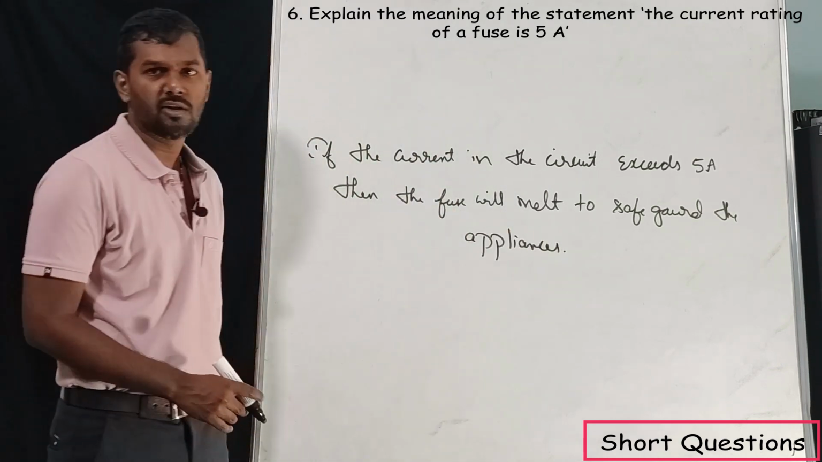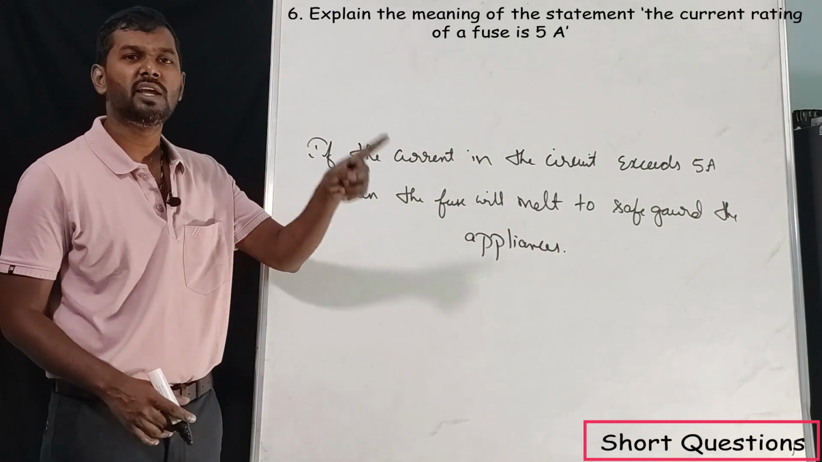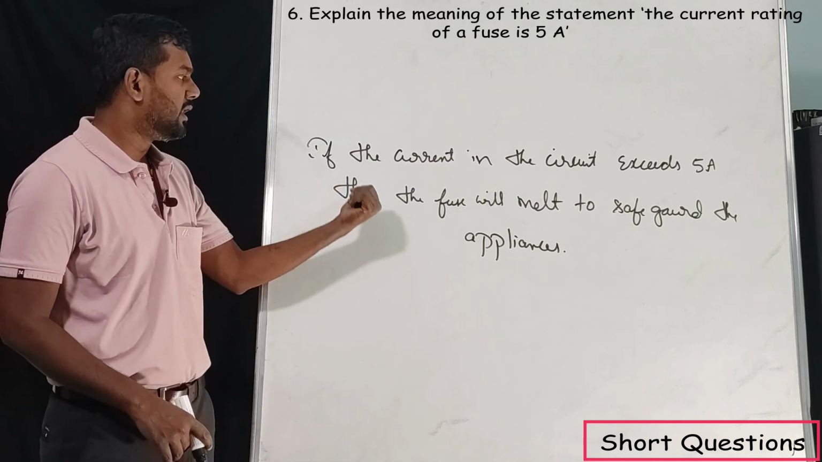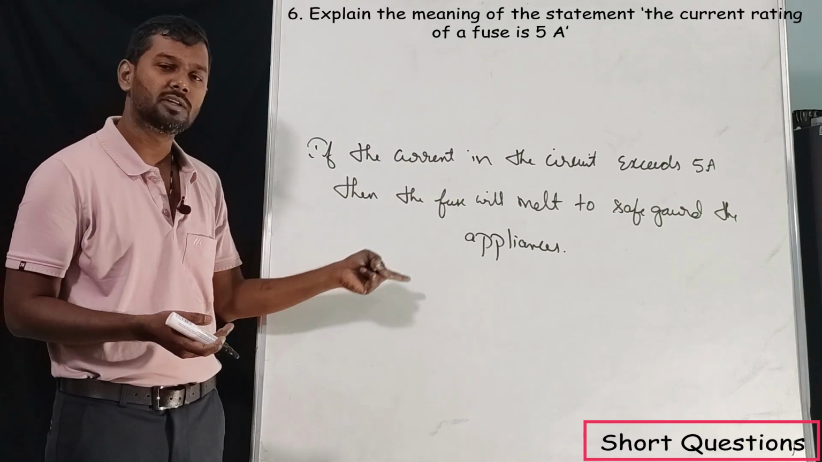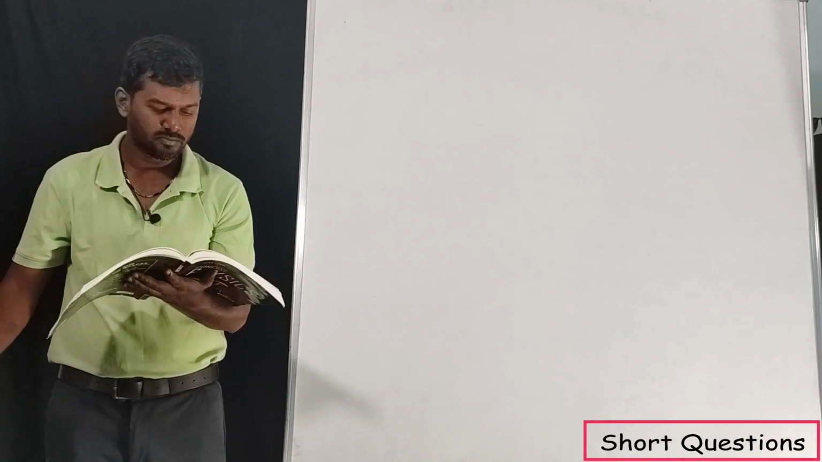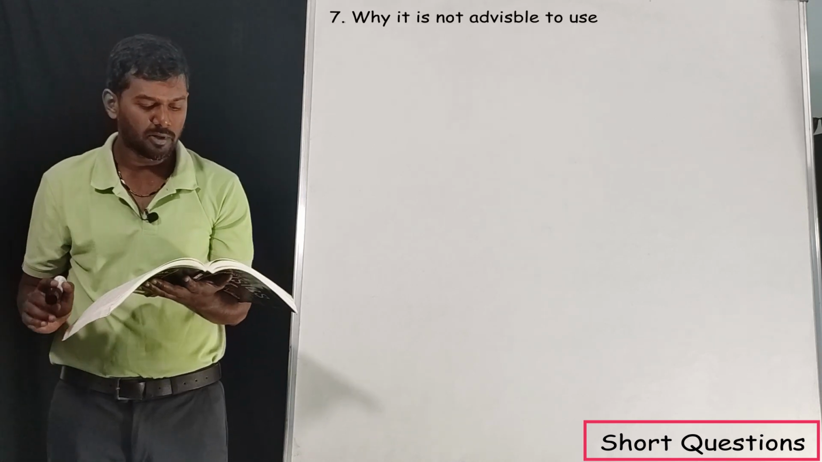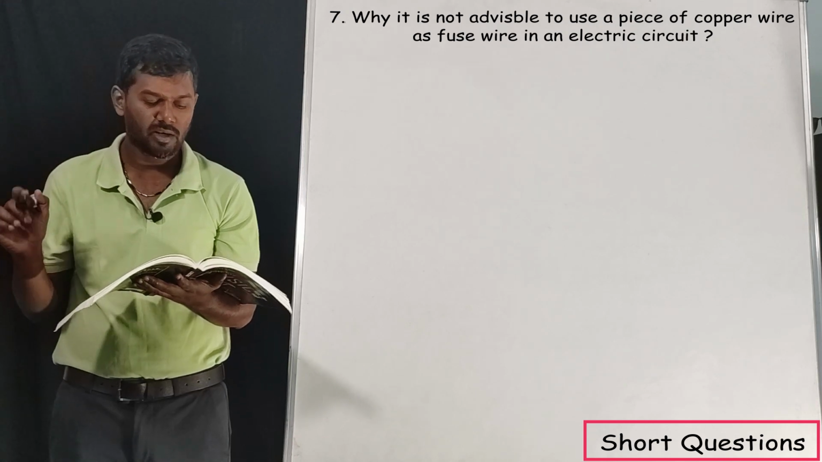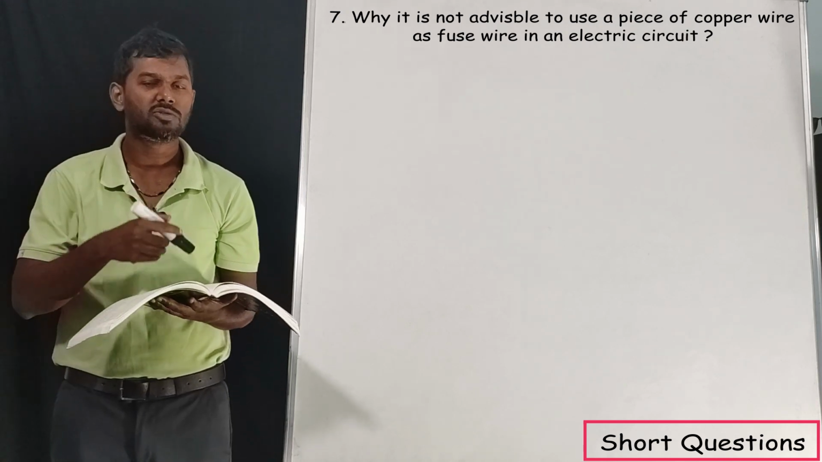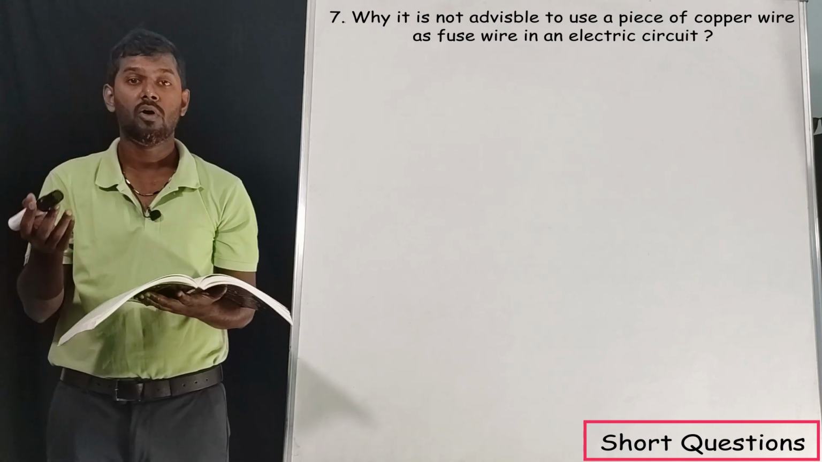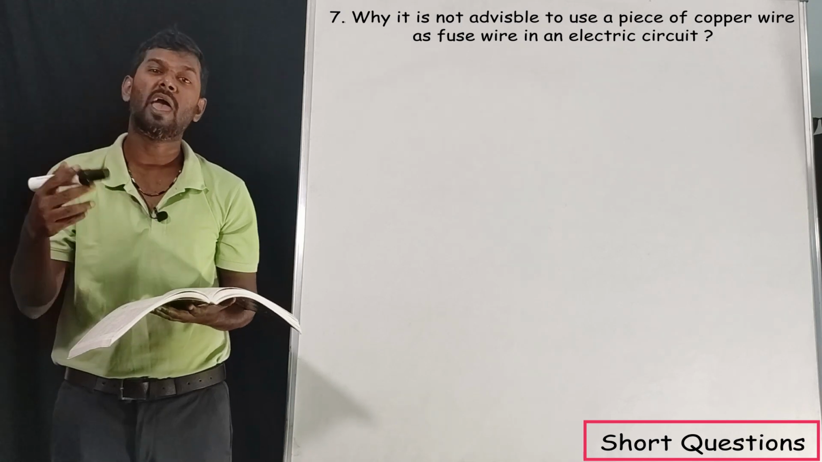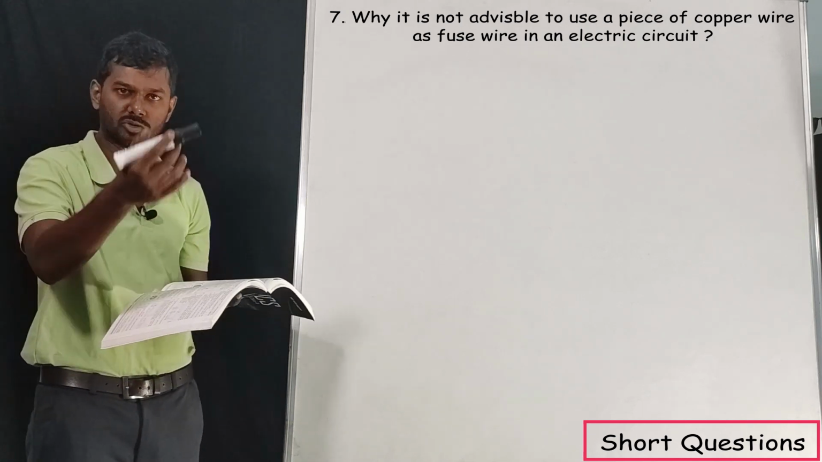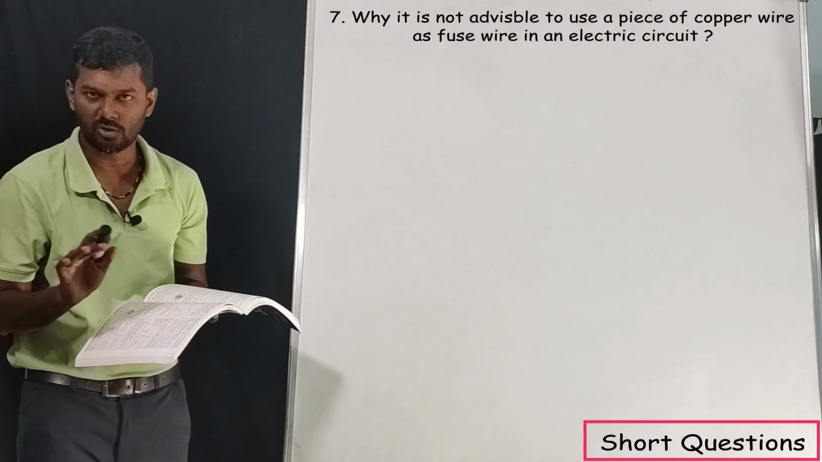So this is the function of a fuse, right? If the current coming from the live wire is more than the current rating, then this fuse will melt to safeguard the appliances. Our next question: why is it not advisable to use a piece of copper wire as a fuse wire in an electric circuit? See, they may ask this question in a different way also. Instead of copper wire, they may ask aluminum wire, but the answer for both questions will be the same, whatever we are going to discuss now.